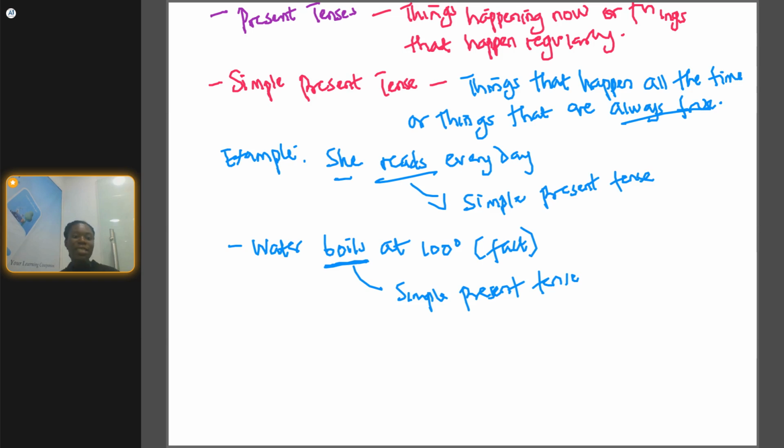So the same goes for water boils at 100 degrees. If, for instance, your subject in example one is they, you already know that read is not going to carry an S. So you're going to say they read every day instead of they reads every day. Then you say she reads every day instead of she read every day. I hope you get where we're coming from. So we have been able to look at what simple present tense is under the present tenses. Now we move to the next tense under the present tenses. I'm going to wipe off the board.